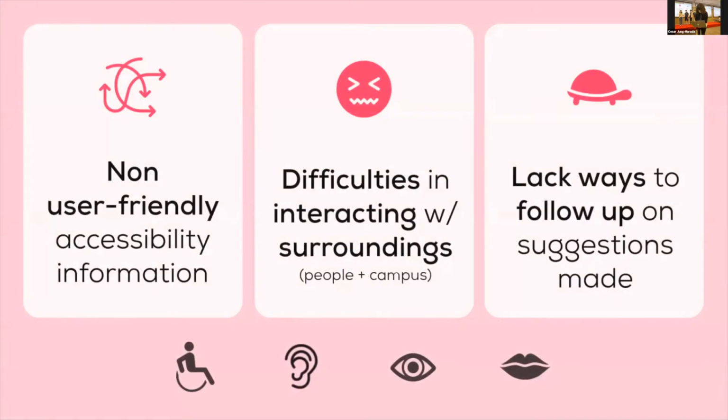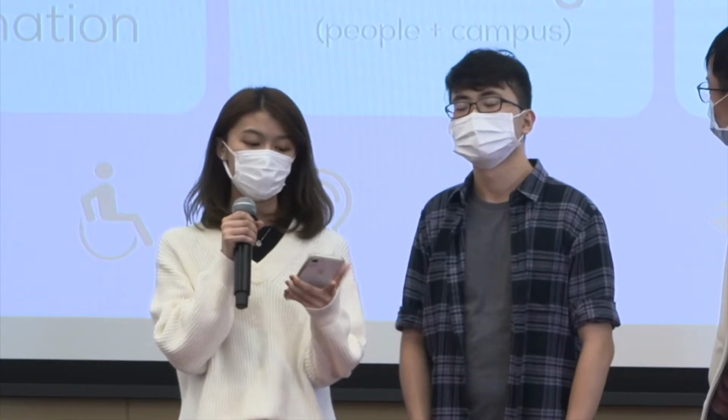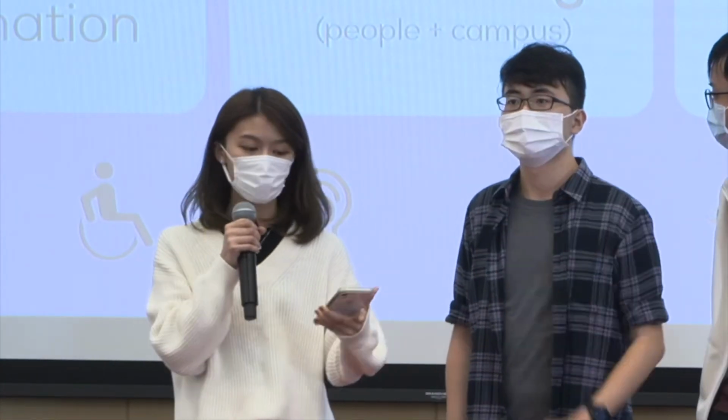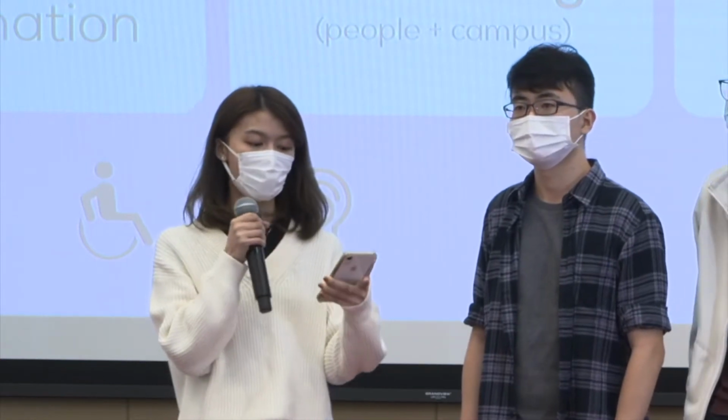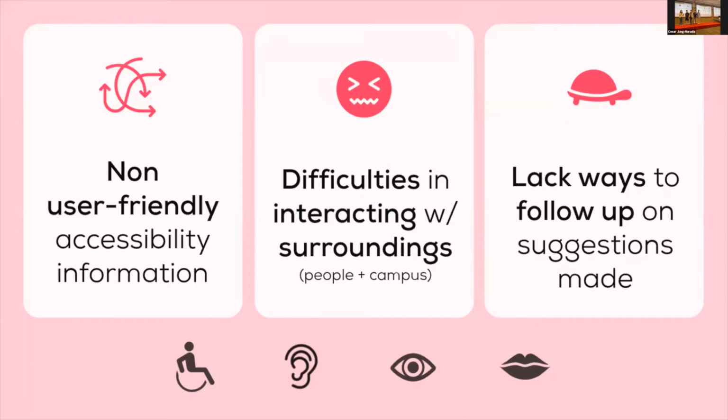We have discovered a few difficulties that people with disabilities might face. First is the non-user-friendly accessibility information on campus. Second is the difficulty of interacting with surroundings due to many communication barriers. And lastly, it's difficult to follow up on suggestions made about the campus. And here's our solution.